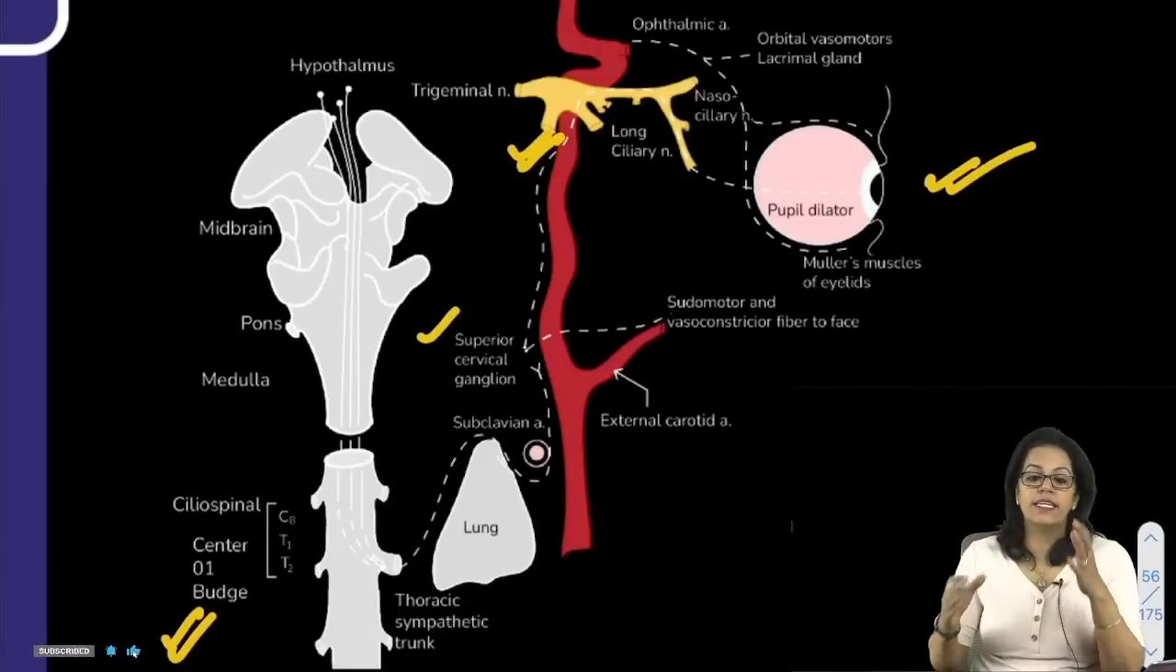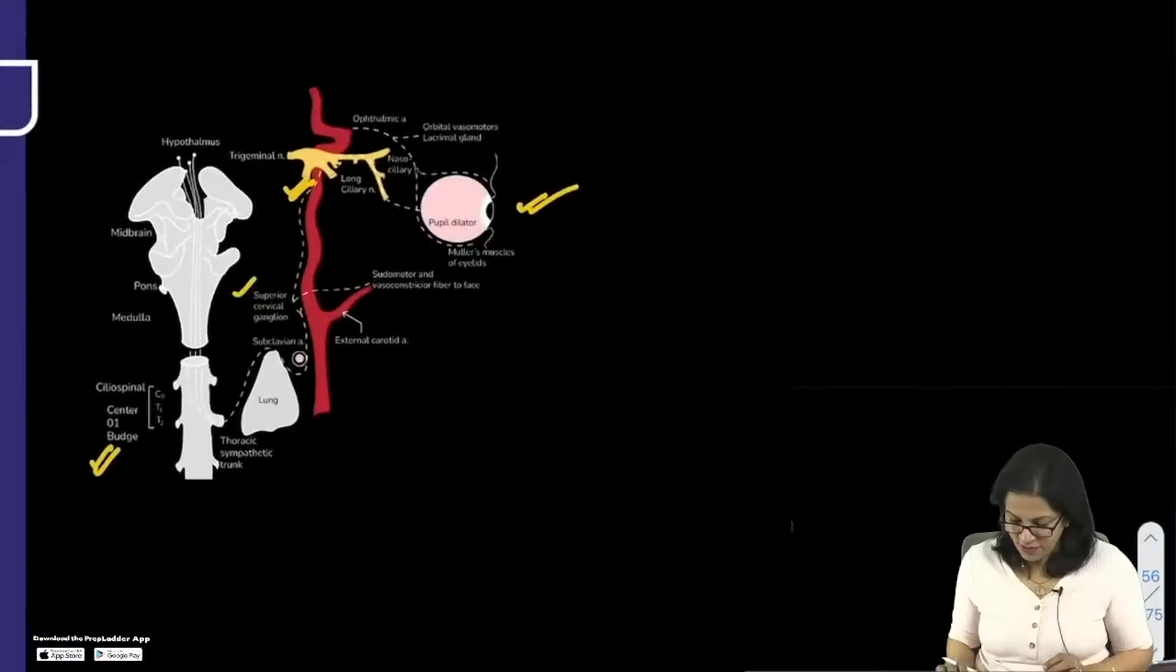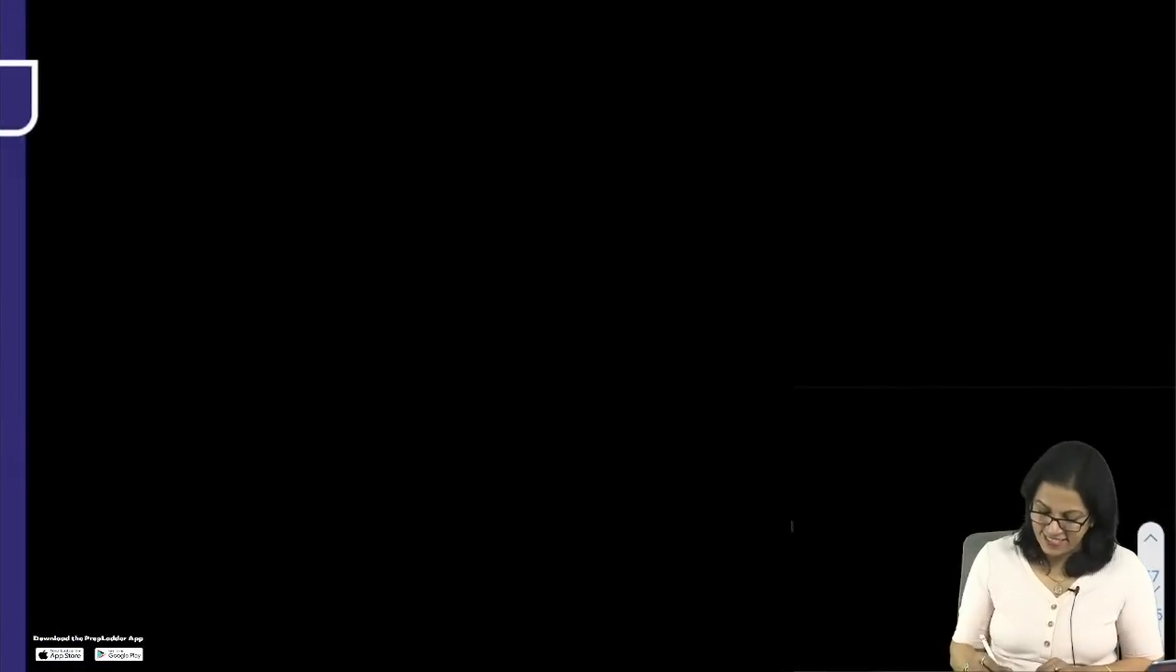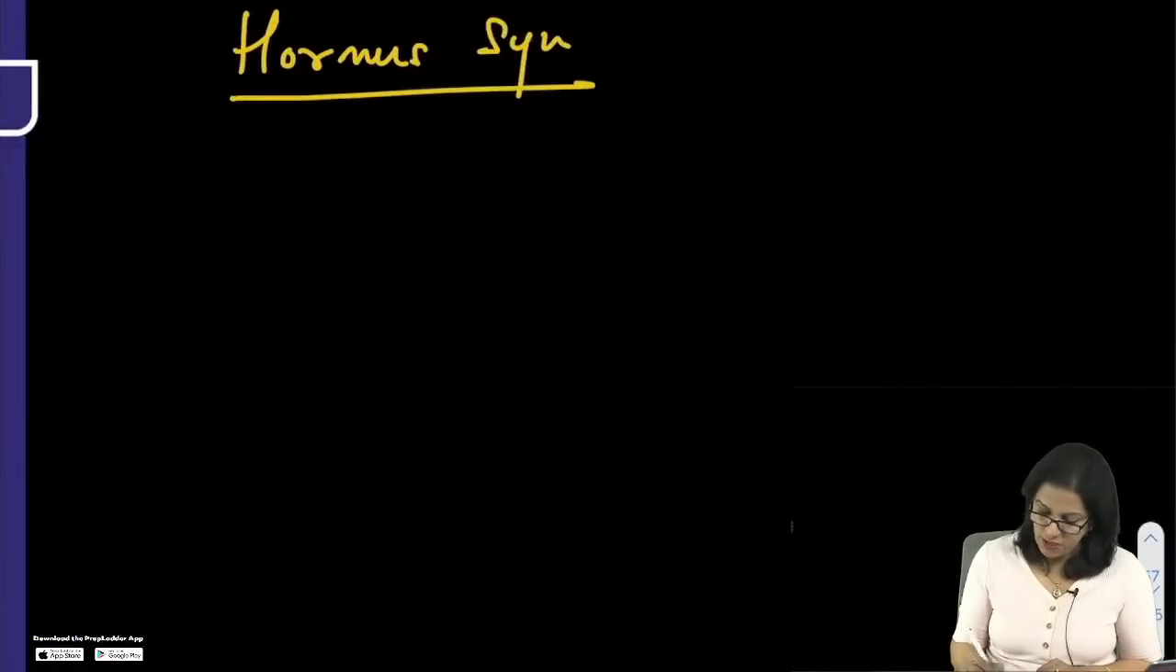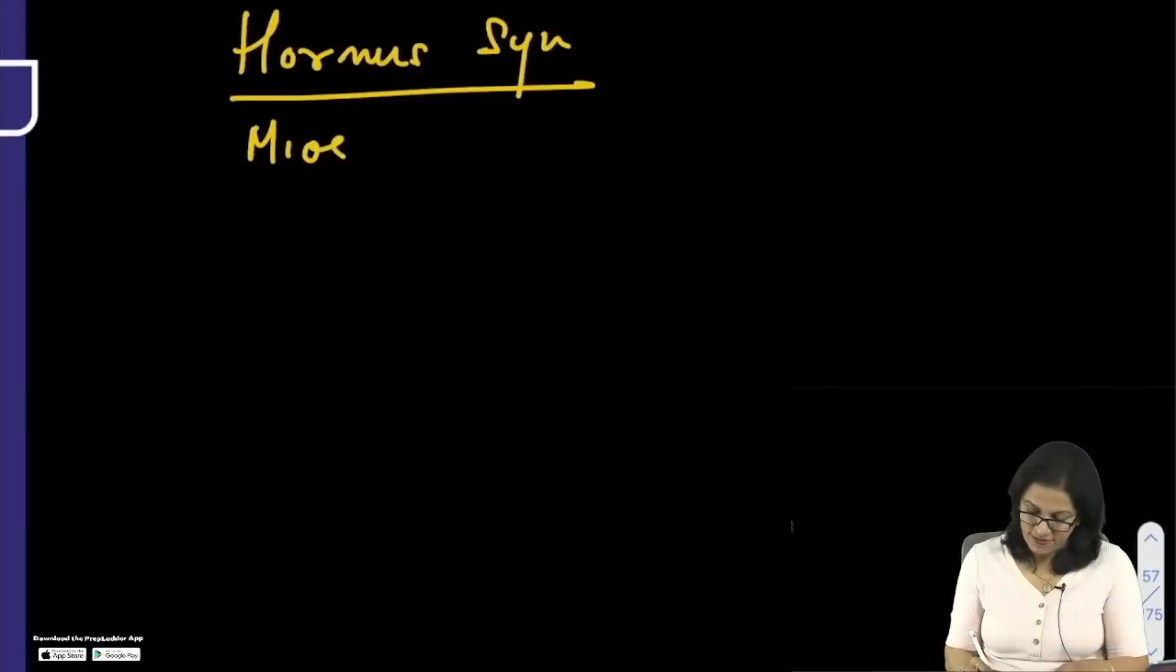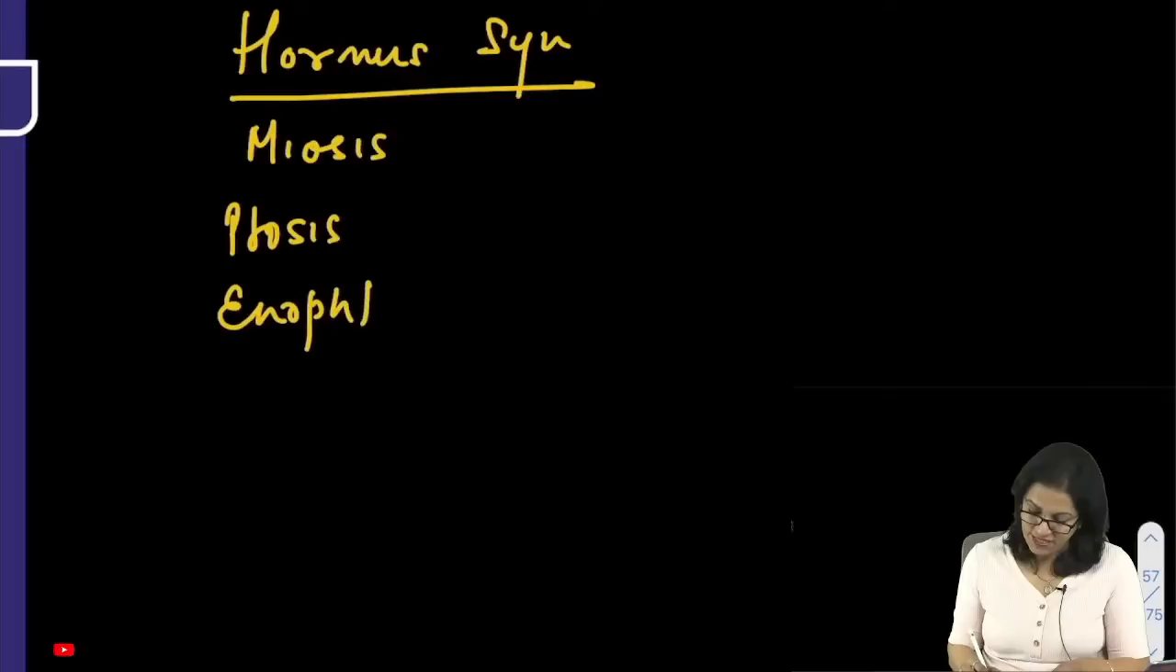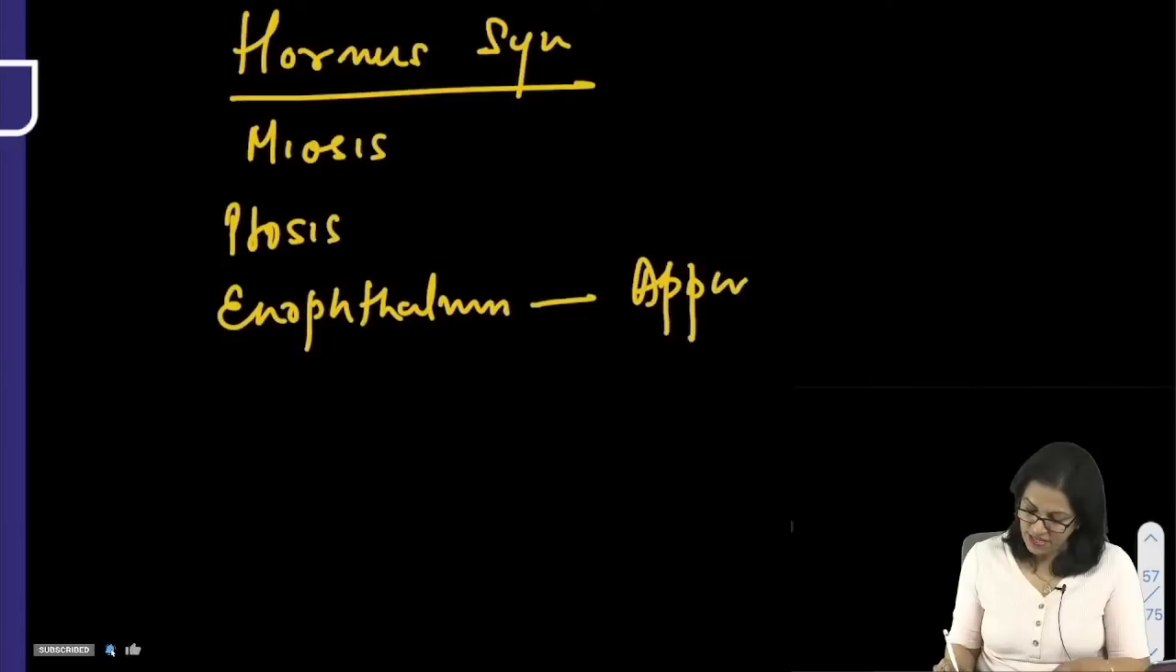So we all know any lesion here will lead to what? What are the features of Horner's? A very quick revision here. Horner syndrome: we know that it is miosis, ptosis, and then enophthalmos. It is not an actual enophthalmos, it is mainly apparent enophthalmos.